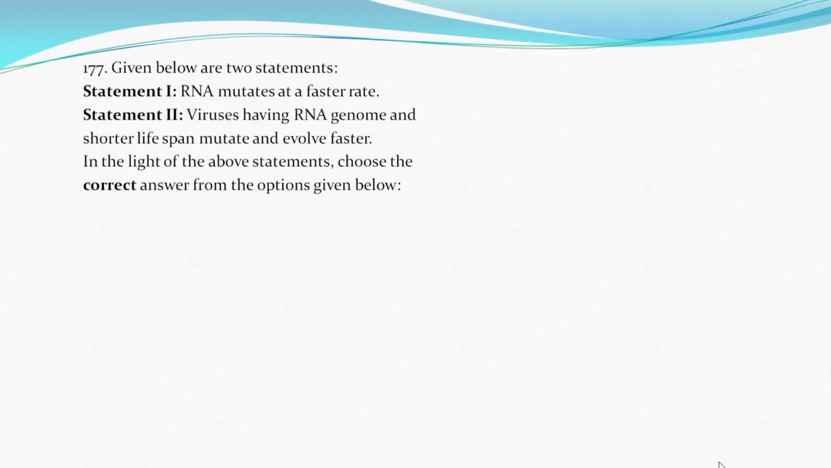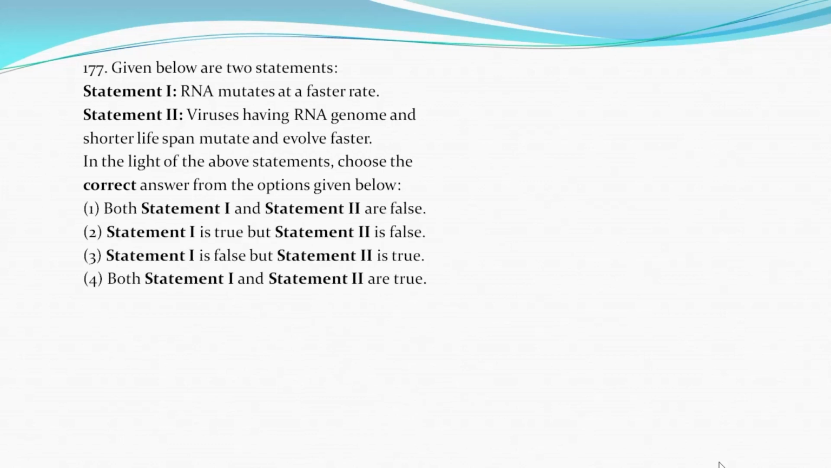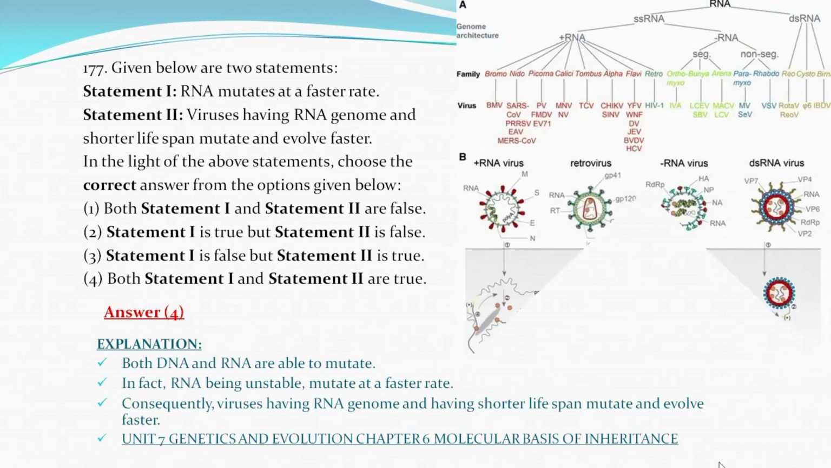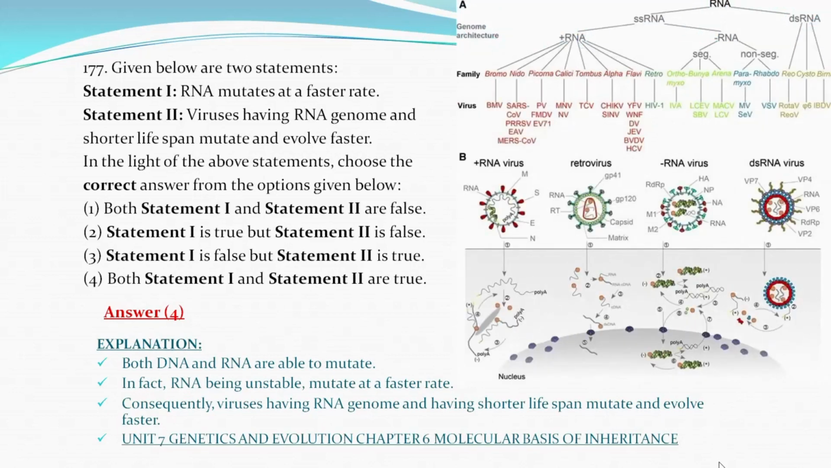The next question is, given below are two statements. Statement 1: RNA mutates at a faster rate. Statement 2: Viruses having RNA genome and shorter lifespan mutate and evolve faster. In the light of the above statements, choose the correct answer from the options given below. So the answer is option 4. Both statement 1 and statement 2 are true.